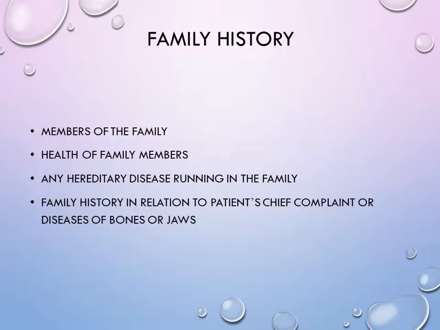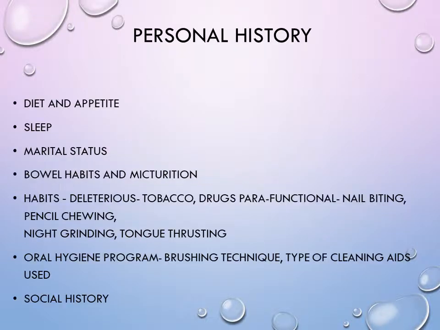Of course, like I said, there are various illnesses which run in the family, diabetes being the most common, hypertension, certain blood disorders, so it has to be documented, because if it's affecting this particular patient, it could be affecting the family as well. And of course, we get to know better on how to take preventive measures or how to treat them. Coming to the personal history, we record the diet and the appetite.